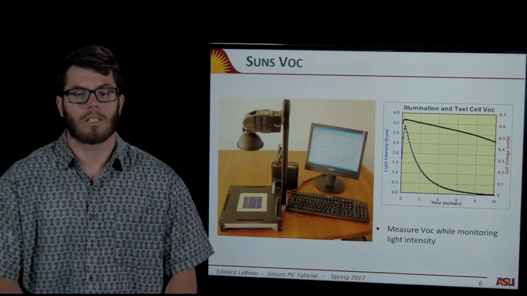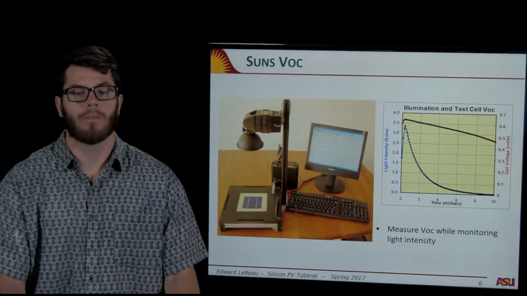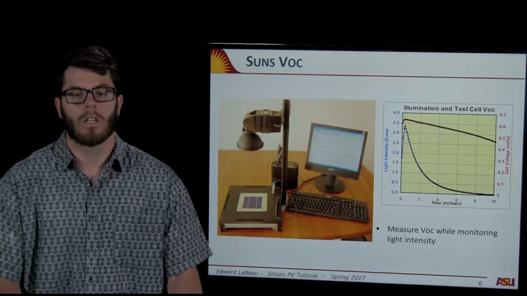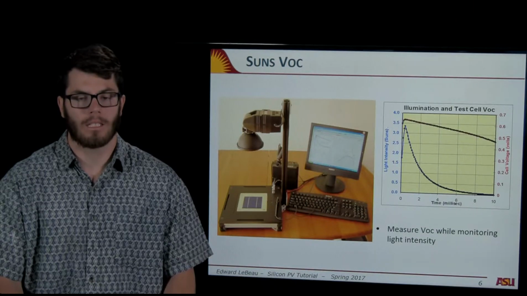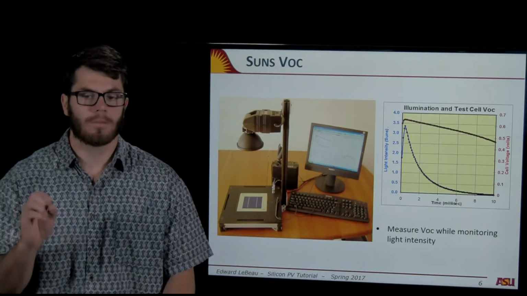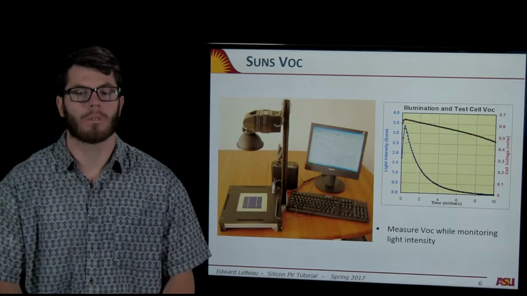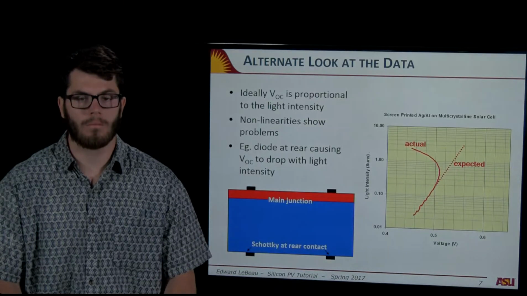So those are all important metrics that come off of the IV curve. The next thing we have is the Suns Voc, remember, open circuit voltage. Basically what you do is you measure the open circuit voltage while you vary the light intensity. So you flash different intensities of light and then see what the open circuit voltage is on the cell.